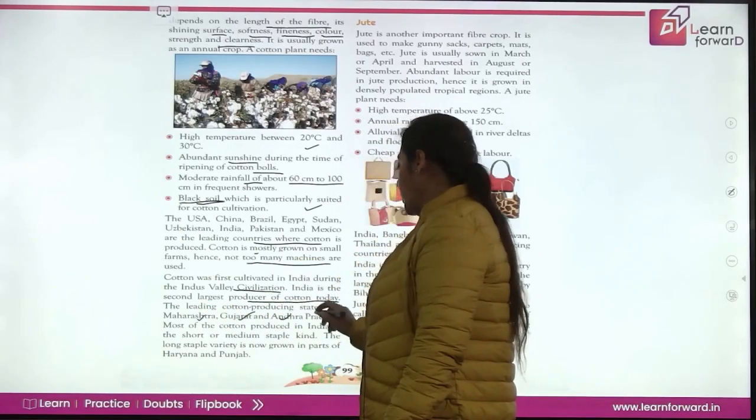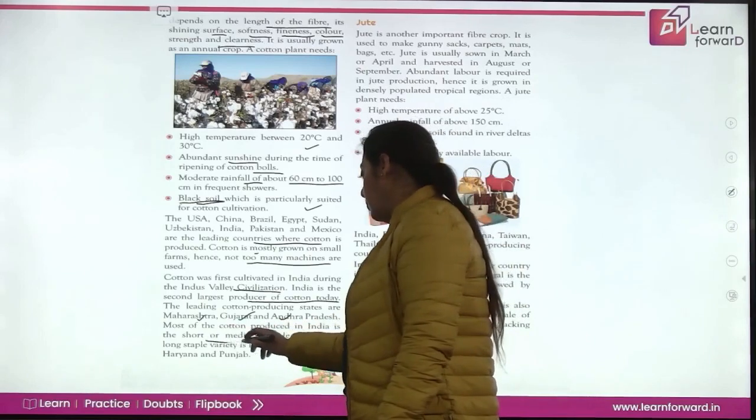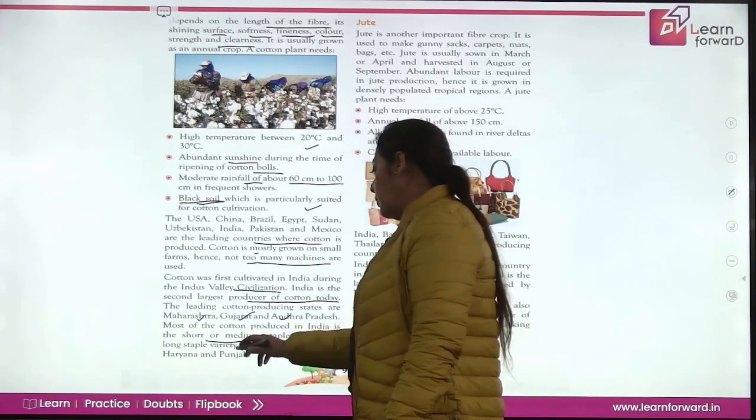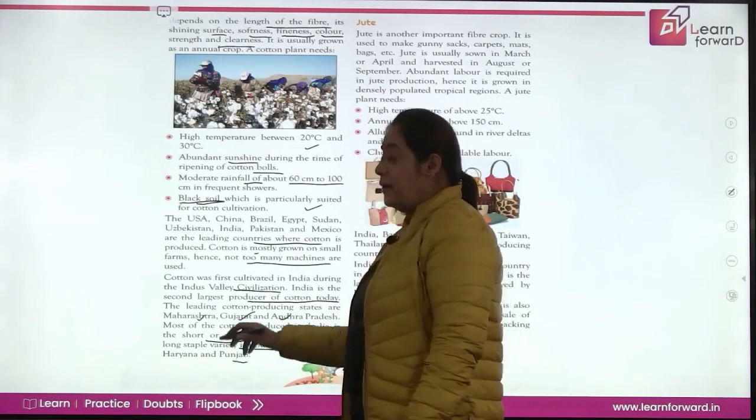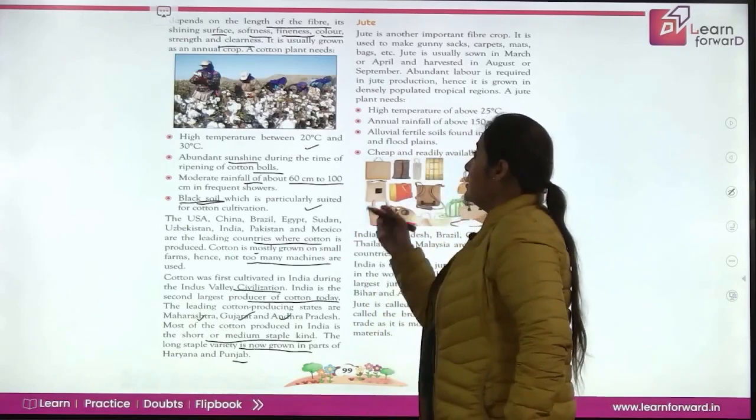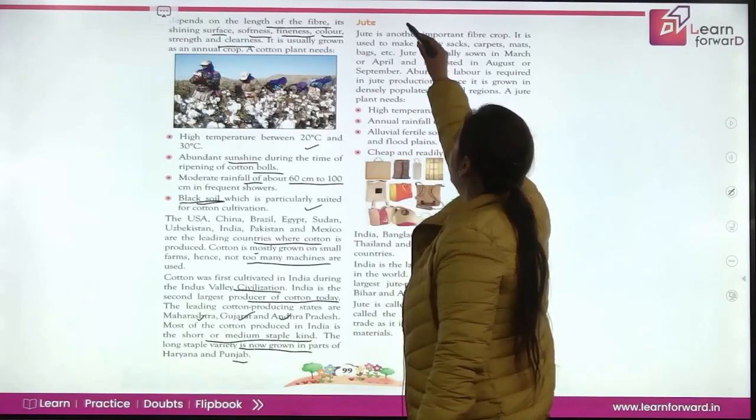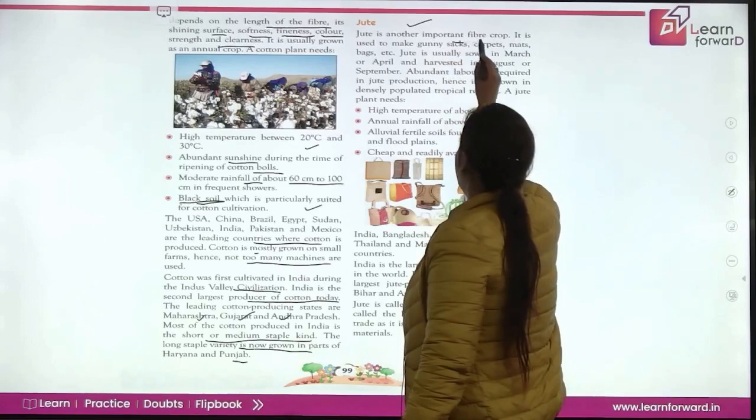Most of the cotton produced in India is of short or medium staple kind. The long staple variety is now grown in parts of Haryana and Punjab. Then let's come to the next fiber. This is the next fiber. It is an important fiber crop.